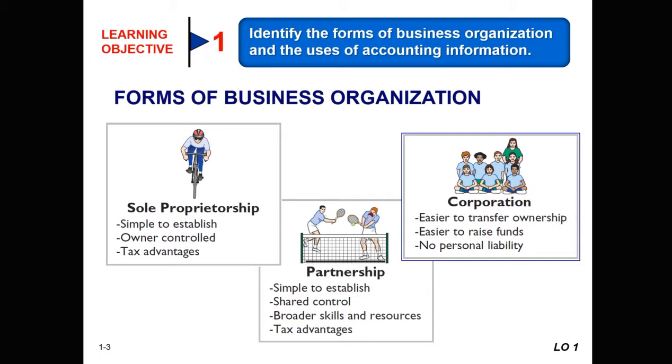Because there's only one individual who owns everything, it is 100% owner controlled. You are able to make all the decisions, but you also must deal with all the consequences of your decisions. The tax advantages for a sole proprietorship are more favorable than that of a corporation.